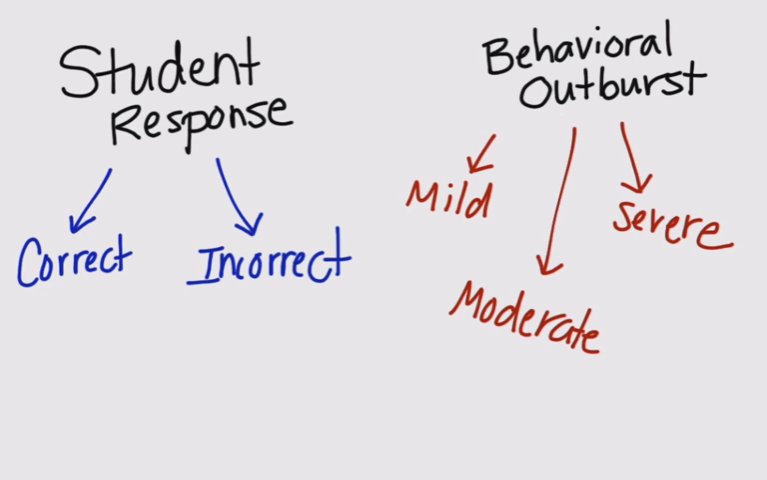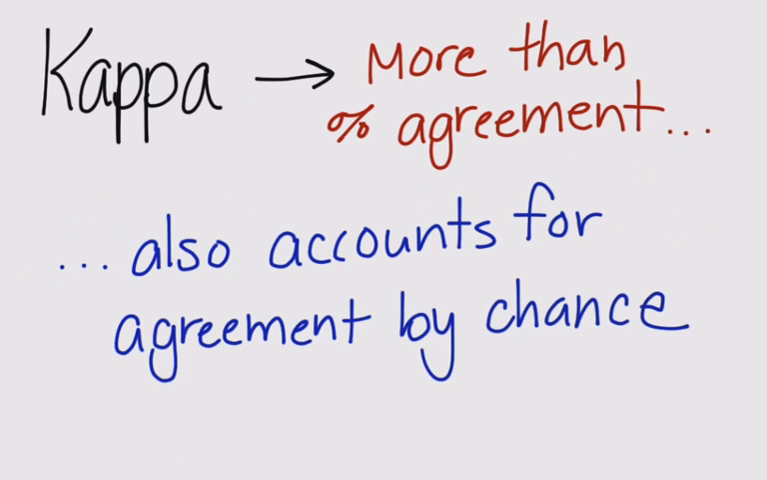Another example would be if we had a whole bunch of instances of behavioral outbursts, and then we wanted to classify or categorize them as either mild, moderate, or severe. We could have multiple raters code that, and then calculate Kappa to look at our interrater reliability of that classification process. So this is a little different than actually finding agreement upon the instances themselves. This is agreement in how we're categorizing them. So that's an important distinction to make when you're trying to decide what type of interrater reliability to use.